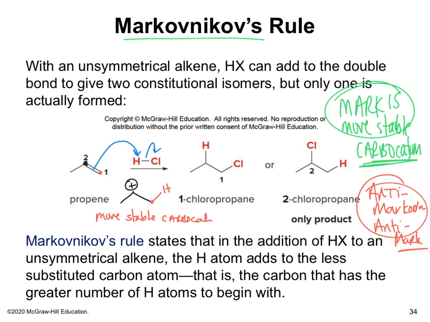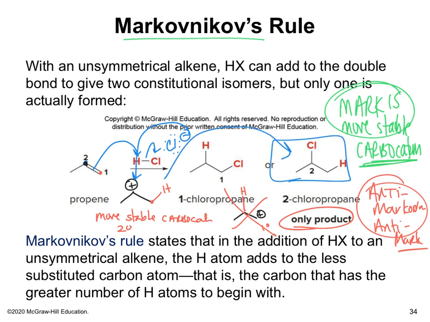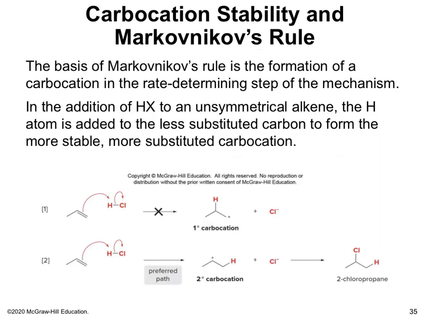Because if you add it to the other one, where the hydrogen went there, you would get the primary carbocation, where this is a secondary. So this is not formed. Okay, you see the only product here? Because now your chlorine here is going to add to the carbocation to give you this product. That's Markovnikov's rule. And so they're showing you that you don't get the primary carbocation, you get the secondary.